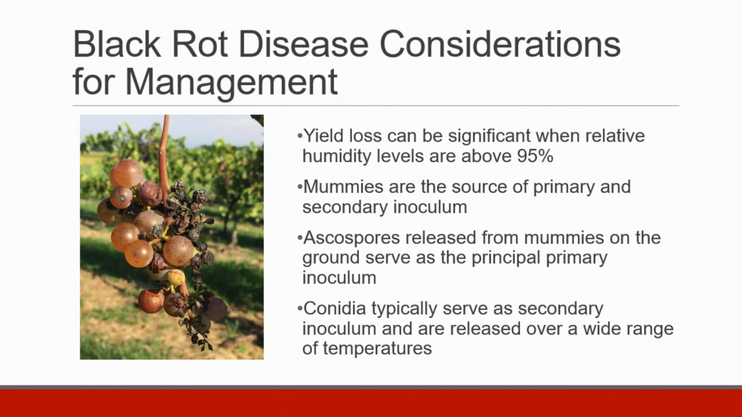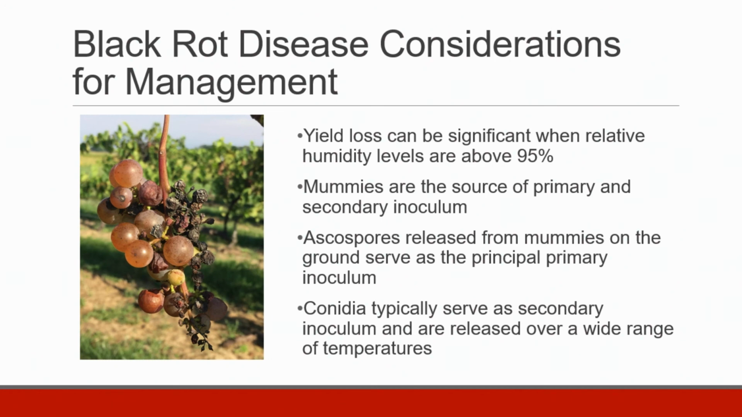The timing of the release of ascospores, which serve as the principal primary inoculum, depends on the location of overwintering mummies. Lastly, pycnidia are produced and copious numbers of conidia are released over a wide range of temperatures when relative humidity levels are above 95%.